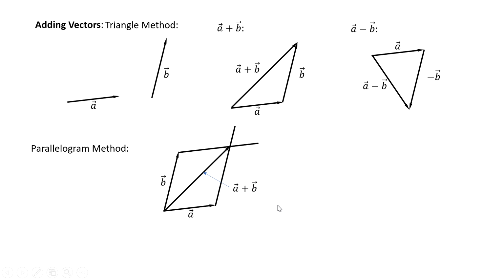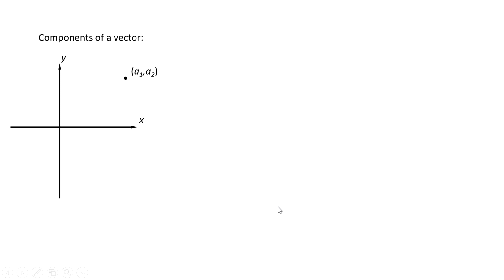This is how you add two vectors graphically. With that, let's move on to something called components of a vector. Now, if I have an XY coordinate system, I can locate a point whose coordinates are a1, comma a2, right? The x coordinate is a1, the y coordinate is a2. How do we do that? Well, on the x-axis, go to a distance of a1, and similarly on the y-axis, go to a distance of a2.